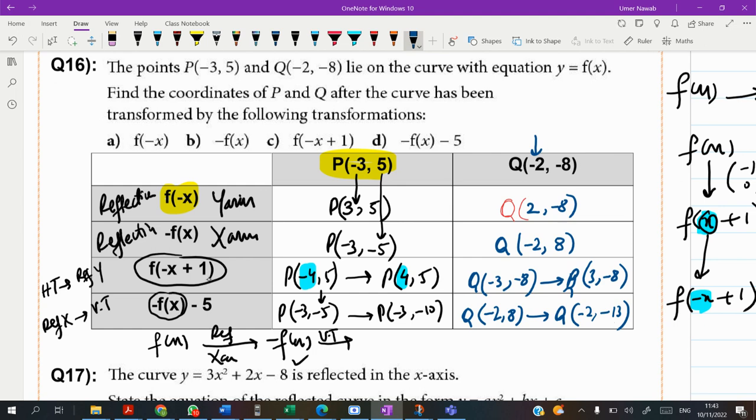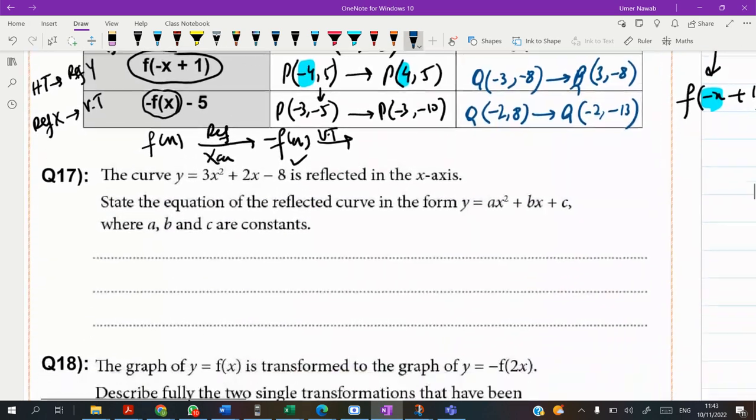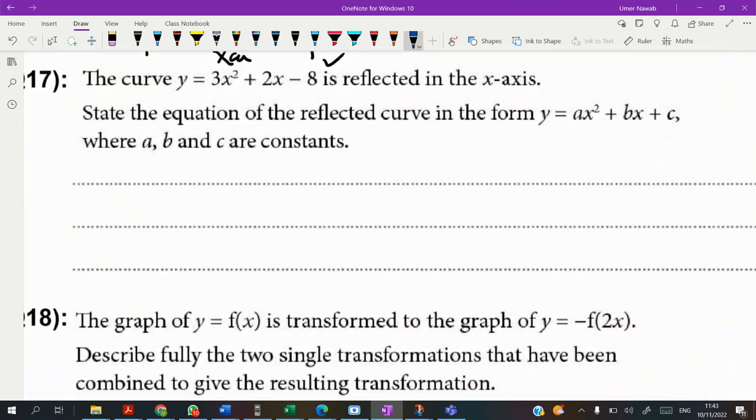In this case, let me check it again. I was doing the horizontal translation. It was -4. First, I do the horizontal translation. That was +1, so -1. Did I do -1? Yes, I did -1, -3, -4, 5. And then I need to change the sign of the input. So -4 becomes 4, 5. So I think everything is clear. You can check from the marking scheme as well.